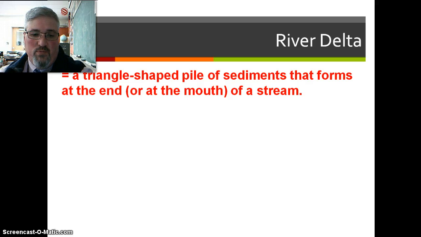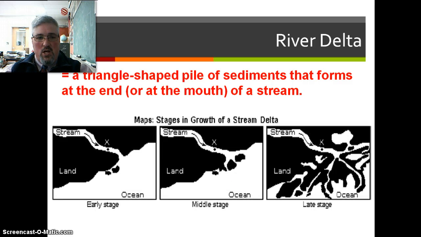A river delta. A delta forms at the end of a river. Everyone knows that. It's a big pile of dirt that forms underwater. It's a triangular shaped pile of sediments that forms at the mouth of a stream. Here's what happens. Over here, the stream enters the ocean. The ocean is water that's not moving. Think of the water slide that we talked about last week. When it hits that, the stream slows way down and it starts to drop particles.